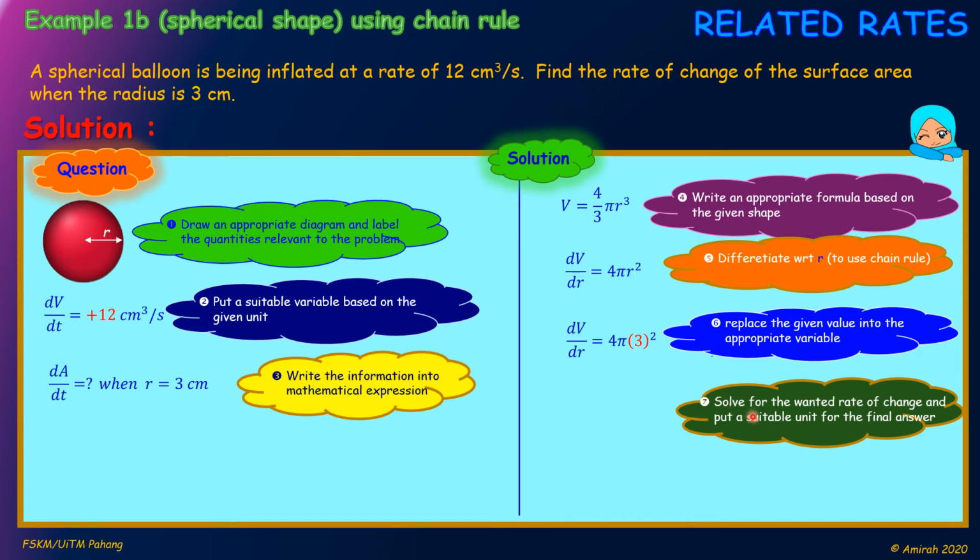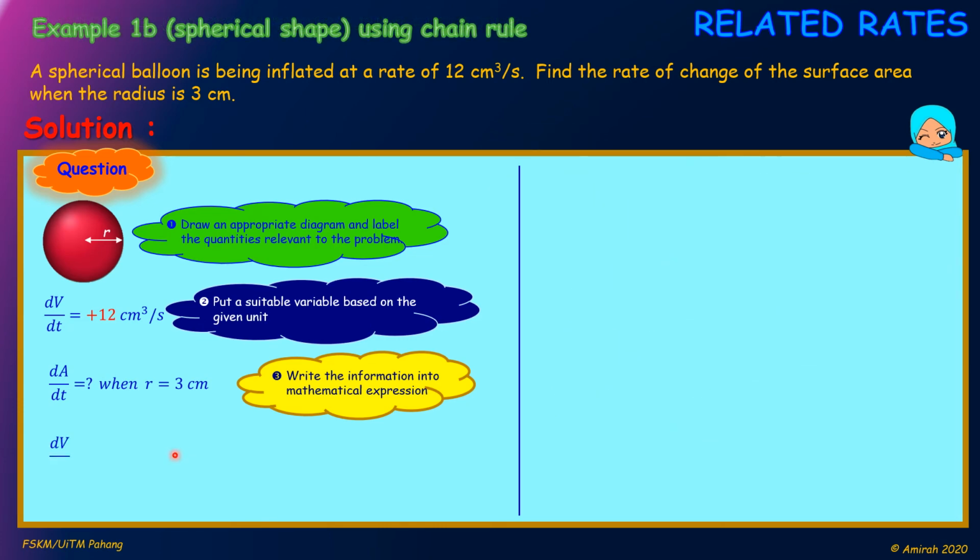Okay, and then solve for the wanted rate of change and put a suitable unit, right? So after we simplify, we have dV over dr equals 36 pi. But actually, this is not the final answer, so no need to write a suitable unit, right? Because the question is asking to find dA over dt, not dV over dr. It means that we still have not completed our solution.